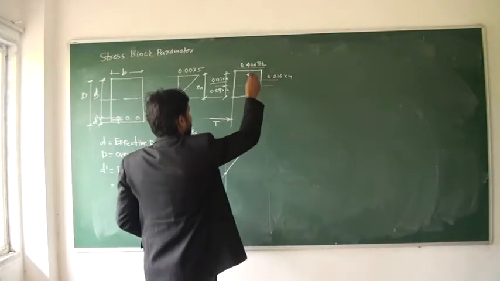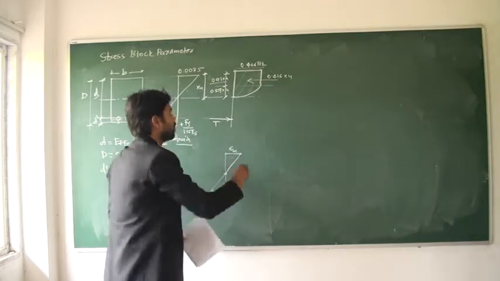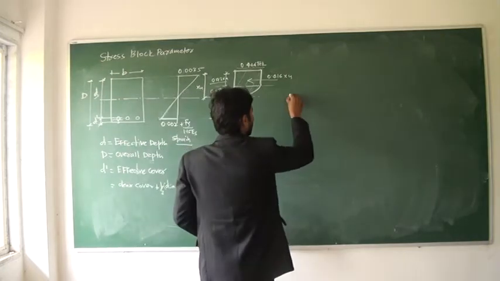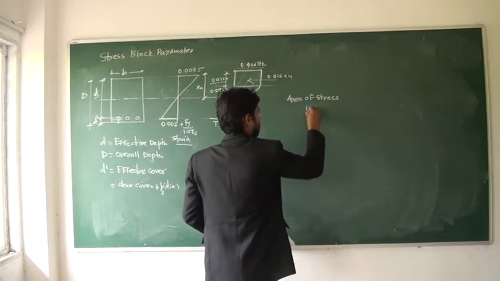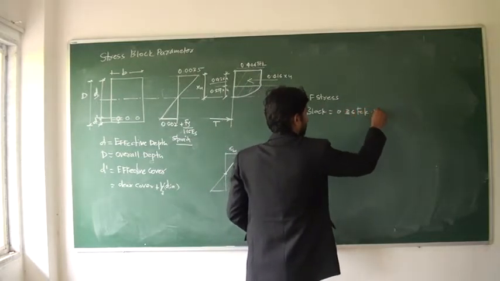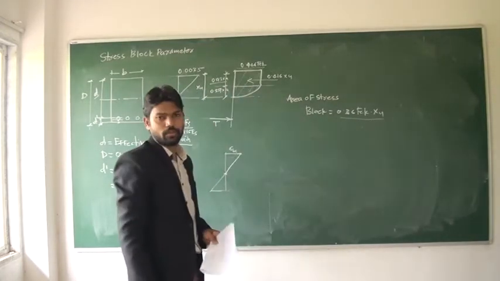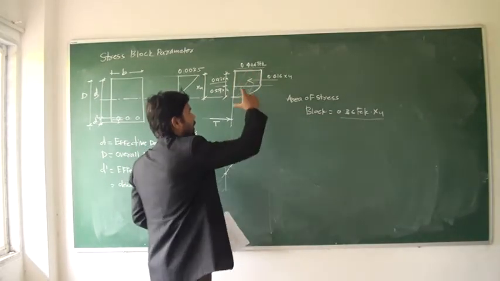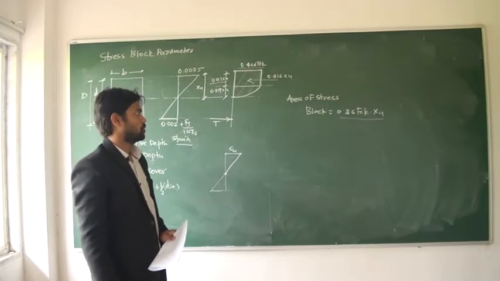If you take the area of this entire stress block, it will be a combination of the area of the parabolic part as well as the rectangular part. You have to calculate the area of the rectangle first, then the area of the parabola, and if you add both values, you will get the area of stress block equal to 0.36 FCK into XU.